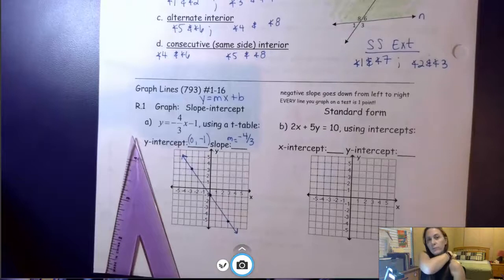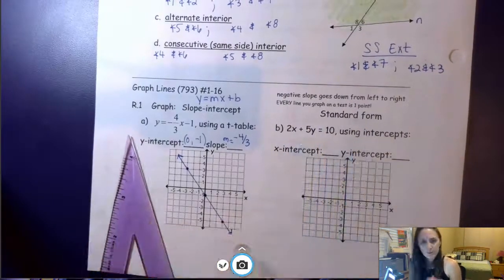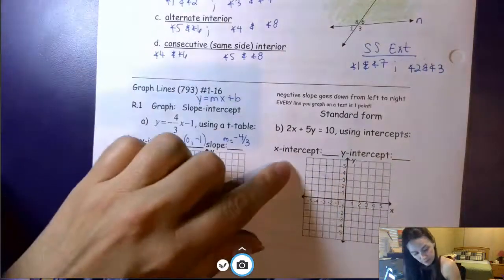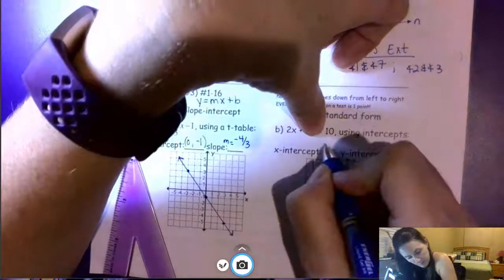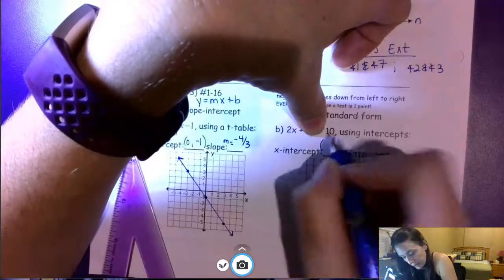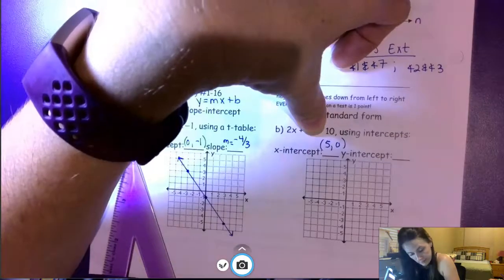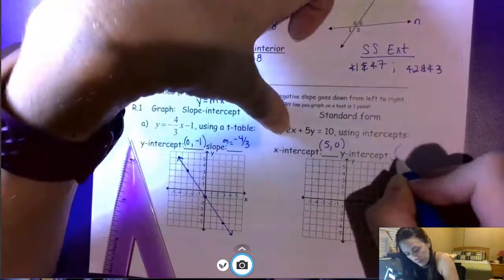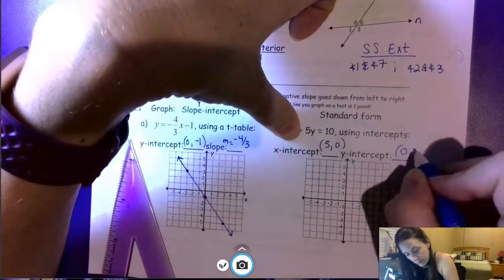Okay, the other review problem over here is where we use that cover-up method with our intercepts. So remember, the x-intercept is when y is 0. So I'm going to go here and say, well, divide by 2, I get 5, and y is 0. Now the y-intercept is when x is 0, so you put in 0 for x, divide by 5, and we get a 2.